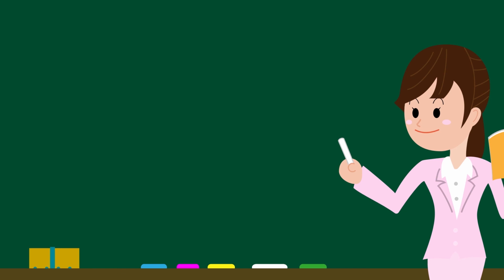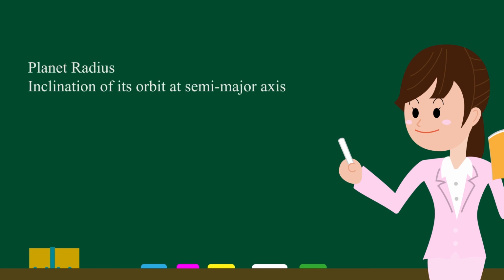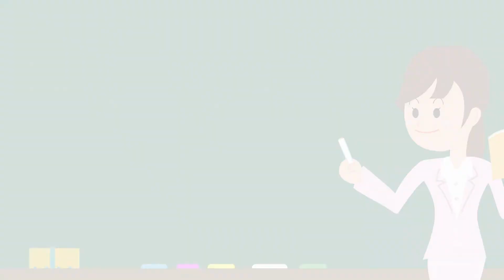Finally, using the input data of the planet star system, we calculate planet radius, inclination of its orbit, semi-major axis, and distance of the planet to the star. Now students can do visualization and get hands-on experience.